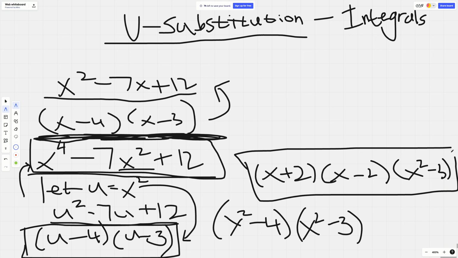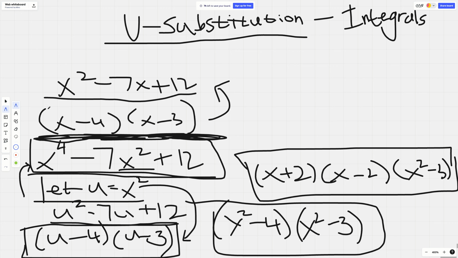The answer to this problem in factored form is going to be (x + 2)(x − 2)(x² − 3). Notice how, without actually using the u equals x squared helper variable, it gets a little confusing to see how that really works, right? Notice how, again, (x² − 4)(x² − 3) is quite similar to this answer.